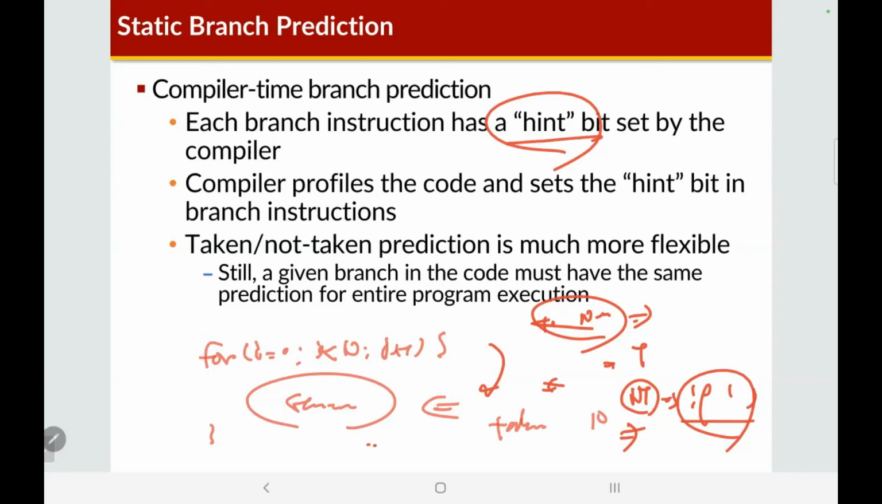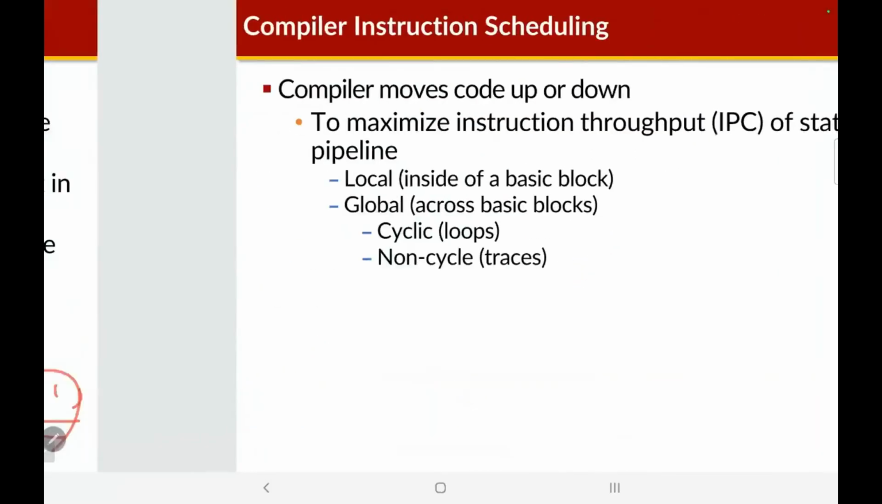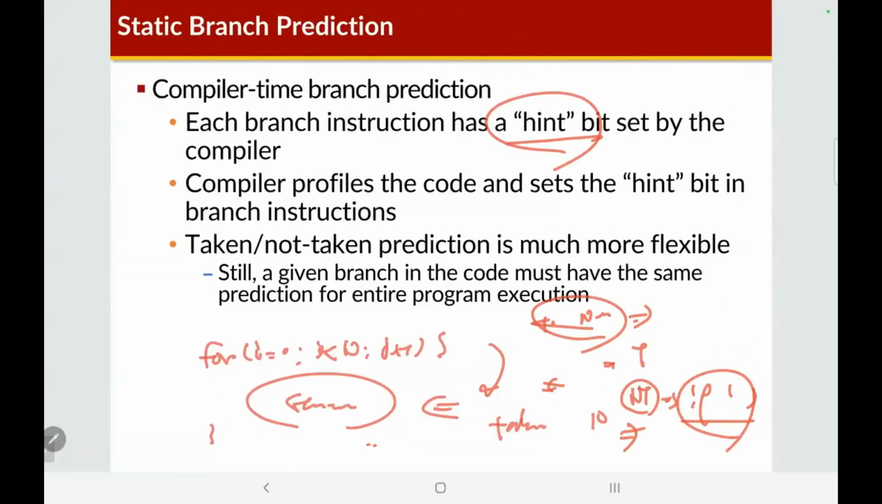And then most of the modern processors use dynamic branch prediction, because dynamic branch prediction is very critical for the out-of-order processor architecture, like the Tomasulo algorithm. So the branch prediction is very critical. But we can use this static branch prediction for the statically scheduled processor architecture. Okay, the compilers can help the branch prediction with the hint bit.